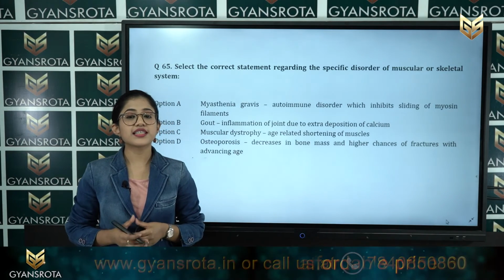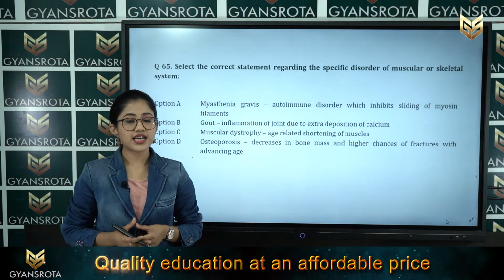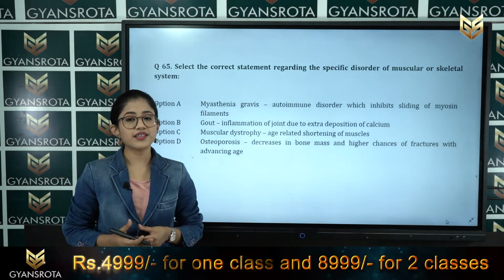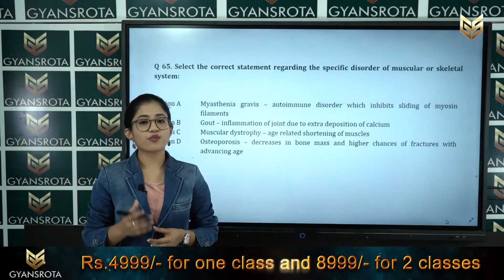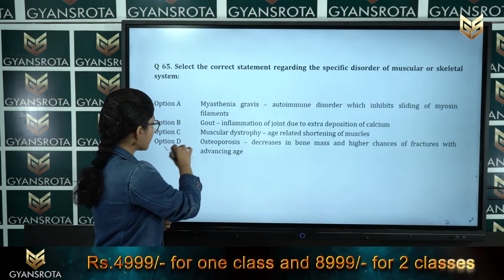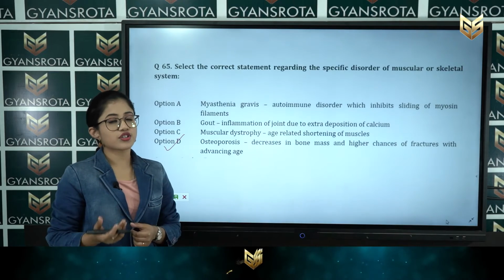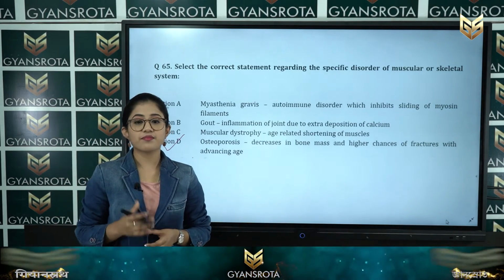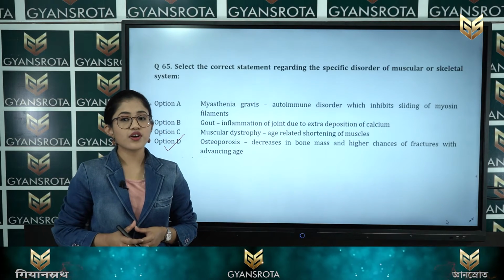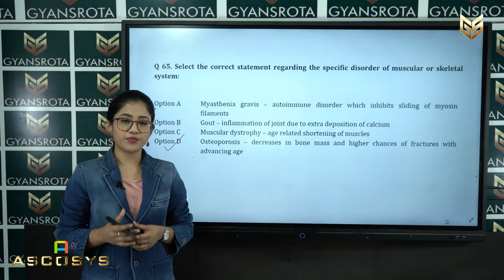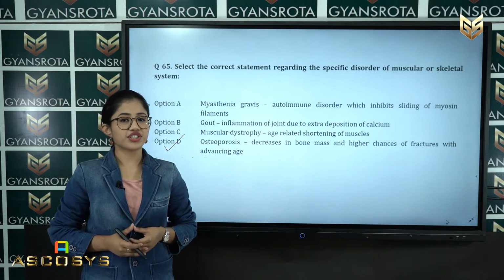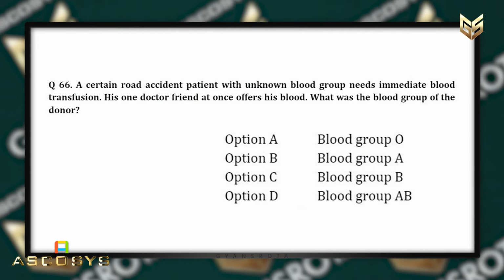So, we have got in the chapter locomotion and movement about different types of disorders. So, what is the correct statement? The correct statement is option number D, which is osteoporosis. Osteoporosis is an age-related disorder and it decreases the bone mass and higher chances of fractures are there in the old people. So, this is the correct answer. Now, let us see the next question, that is question number 66.